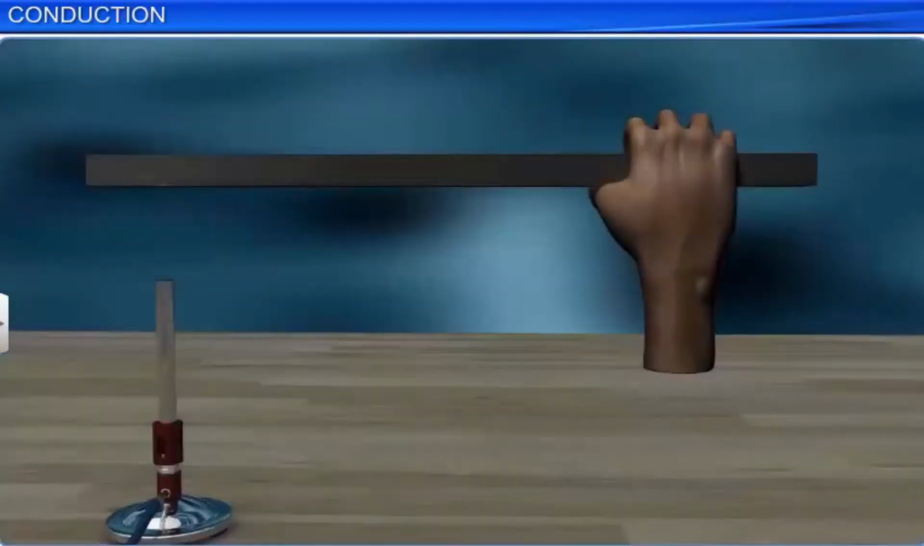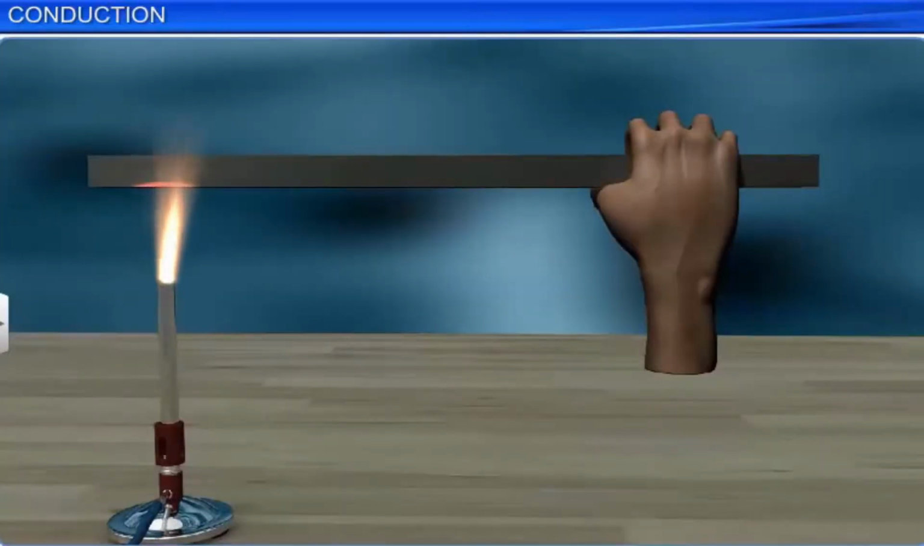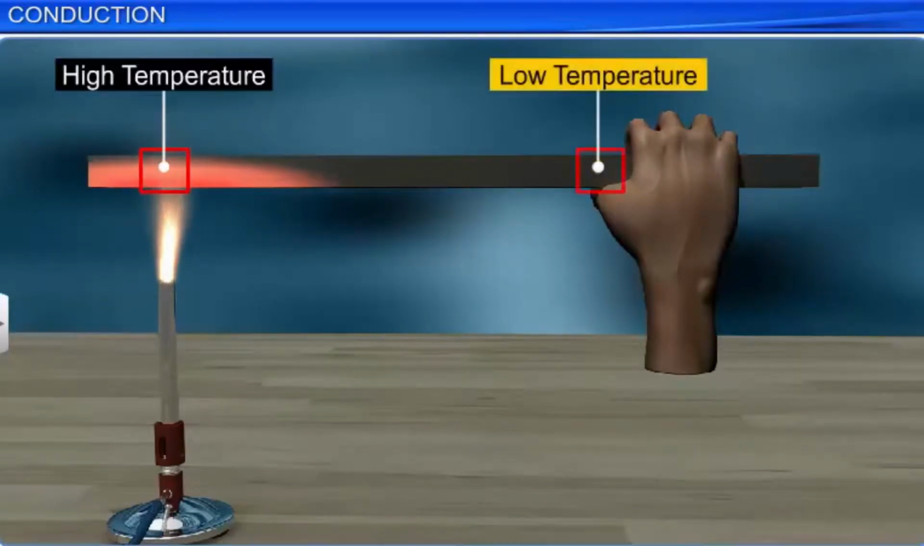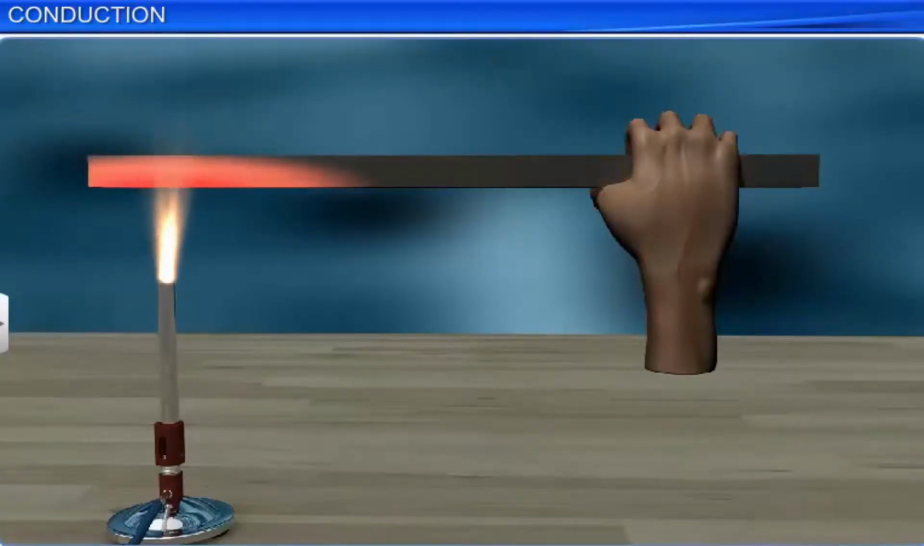For example, observe the person holding an iron rod at one end and placing the other end in fire. One end of the iron rod is in the flame, at a high temperature, and the other end is at low temperature. Heat flows from the hot end to the cold end by thermal conduction. And as a result, after some time the person drops the rod.